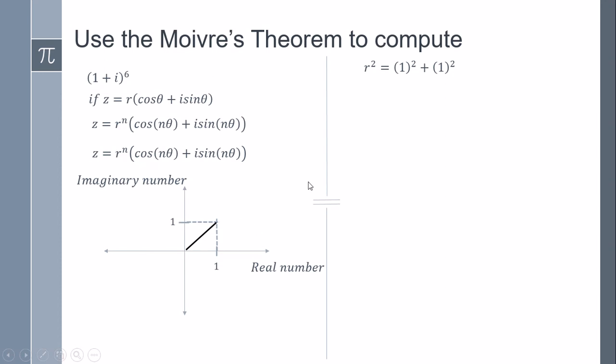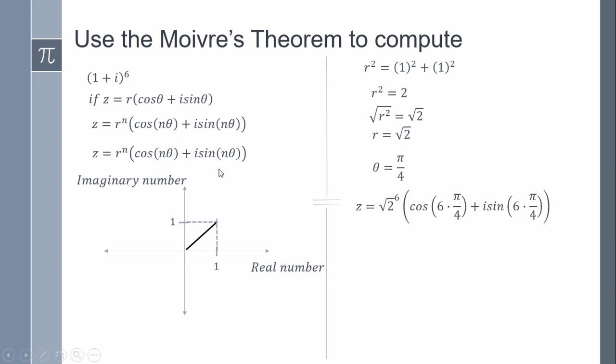So I'm going to use Pythagoras. In this case I'm going to square 1, which is one side, and the other side 1. It's going to be 2, and I'm going to find the square root of 2. We already know that theta is equal to pi over 4, because pi is 180 divided by 4, which is 45. So we already know theta, n, which is 6, and r as well, so we can compute everything in the Moivre theorem.